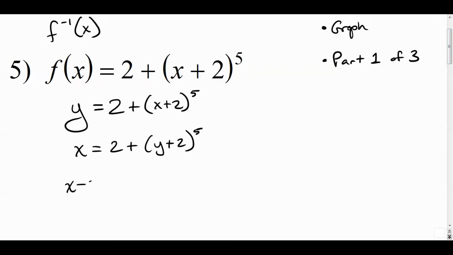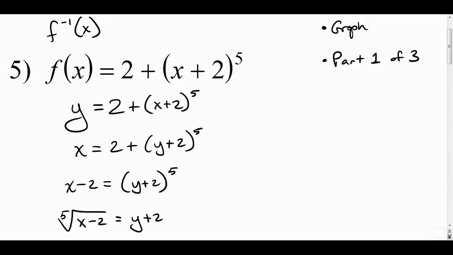So let's get the 2 over here. We'll subtract 2 from both sides. And next, let's get rid of this exponent of 5, just like you would get rid of an exponent of 2 by taking the square root. To get rid of an exponent of 5, you take the 5th root of both sides. And that cancels out the exponent of 5, leaving you with just what's inside those parentheses.